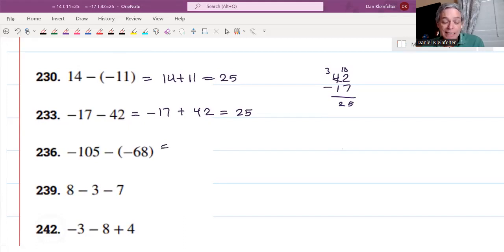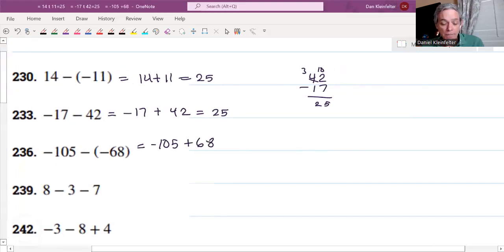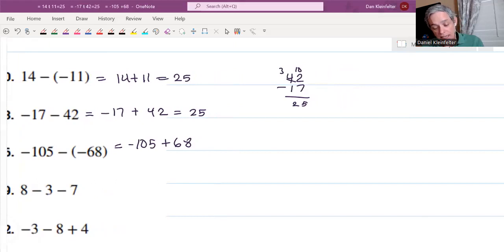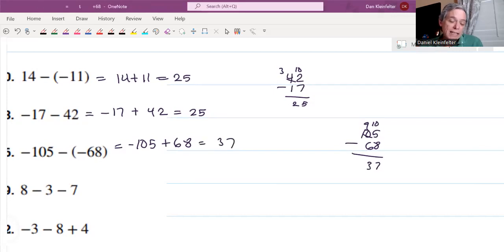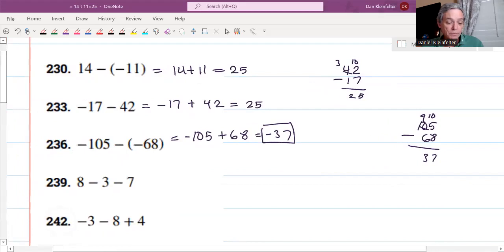Negative 105 minus negative 68. That is the same as negative 105 plus positive 68. So then again, to get that done, I need to figure out 105 minus 68. So then 15 minus 8 is 7, 9 minus 6 is 3, 37. And then this time, the one with the bigger absolute value is negative. So we have negative 37.